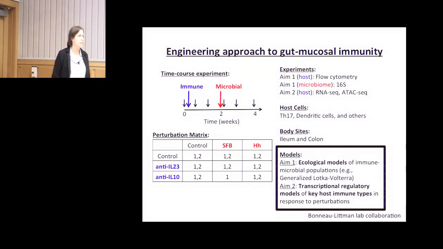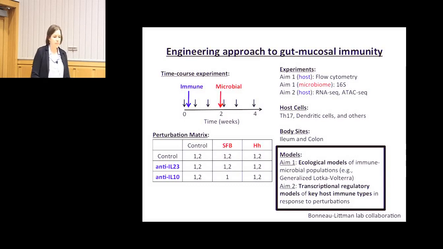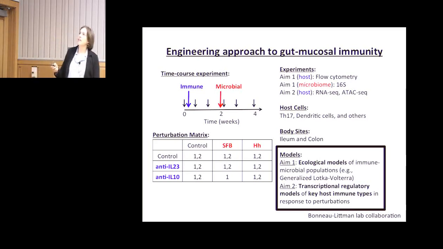We're interested in 2 levels of mathematical modeling. One, we want to be able to predict the evolution of microbial and immune cell populations. First of all, we'd like to be able to describe it over the course of this time course, and then be able to do computational experiments where we can say what happens if we, say, remove some of these microbes or immune cell populations, how would that change the evolution of the system? And the second aim is to build transcriptional regulatory models of immune cells responding to these perturbations in vivo. I'll go into more detail for both of those.